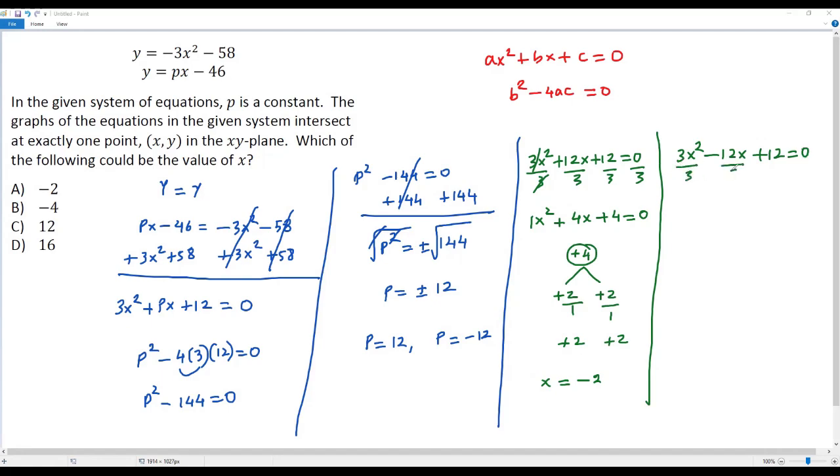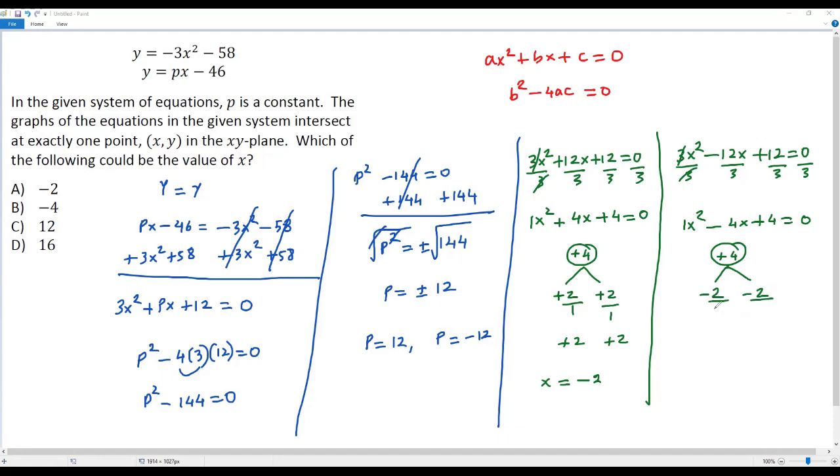Let me divide each term of this quadratic equation by 3. Okay, this 3 will cancel out. I'm getting x square negative 4x positive 4 equals to 0. Let's solve this one by factoring. Let's multiply this constant of positive 4 by the coefficient of x square, 1. Then I'm getting positive 4. Okay, we can take the factors negative 2 and negative 2. When we multiply negative 2 and negative 2, I'm getting positive 4. When we add them, that is equal to the coefficient of x, negative 4.